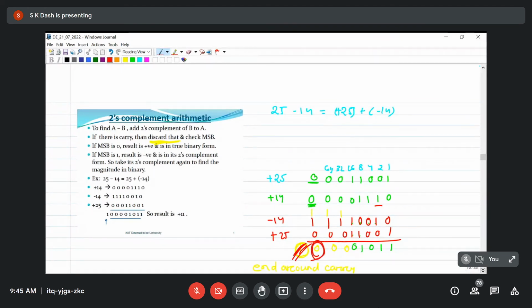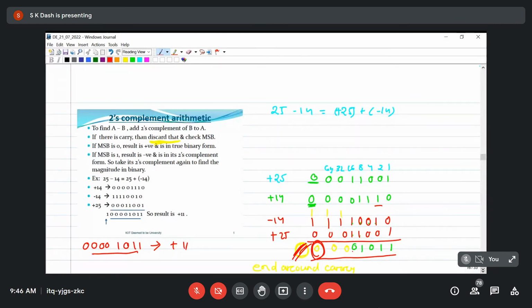This is 0, so if it is 0 it means it is a positive number, in its true form. So can you write this number? 401011 represents plus 11. This represents plus 11, which is also correct: 25 minus 14 is plus 11.